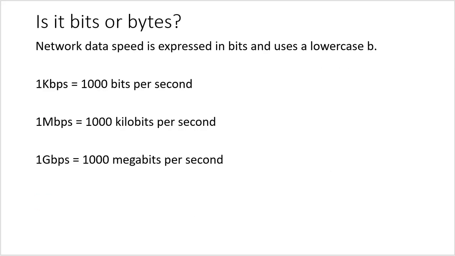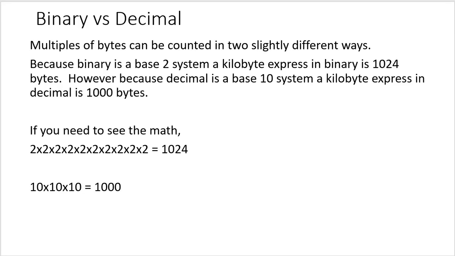Is it bits or bytes? Network data speed is expressed in bits and it uses the lowercase b. 1 kbps is 1,000 bits per second. 1 mbps is 1,000 kilobits per second or 1 megabit per second. 1 gbps is 1,000 megabits per second or 1 gigabit per second. So those are bits for network speed.